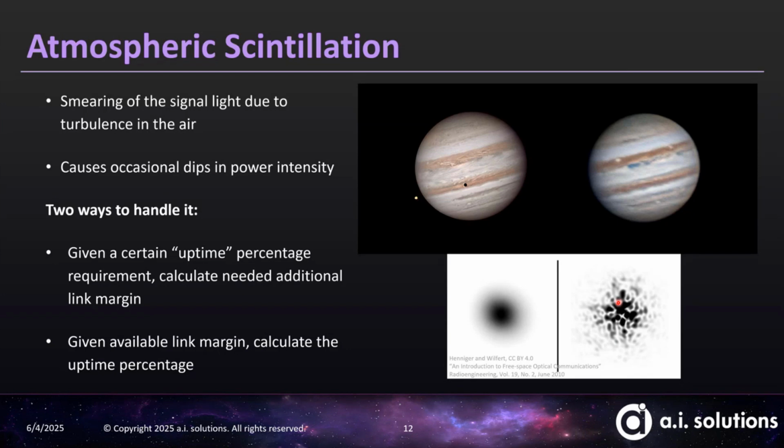And the other way to do this is the complete opposite, right? Let's say you have your link already set up and you're like, all right, this is the margin I've got, based on that expression we saw on the other slide. Now, how often is scintillation going to come in and give me a hard time? Basically, what's the percentage of downtime that I can expect from scintillation given that situation?